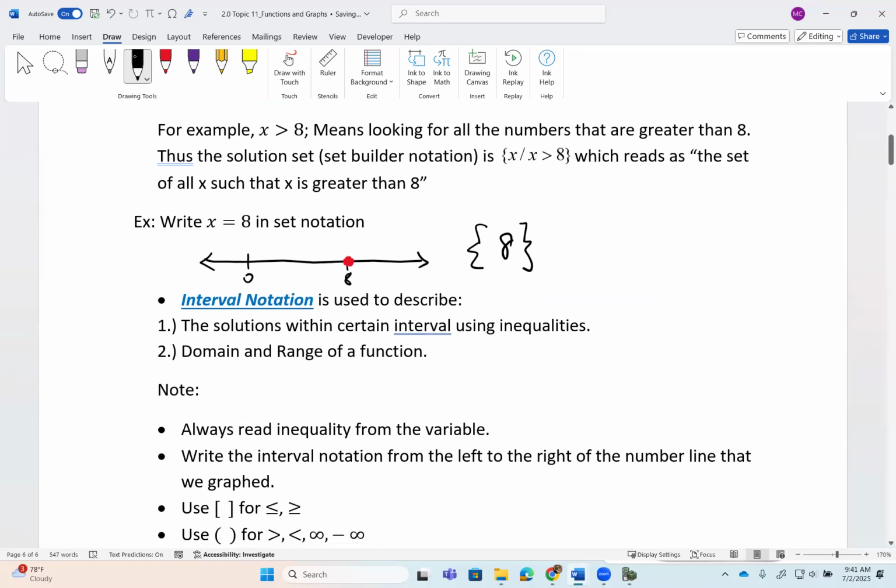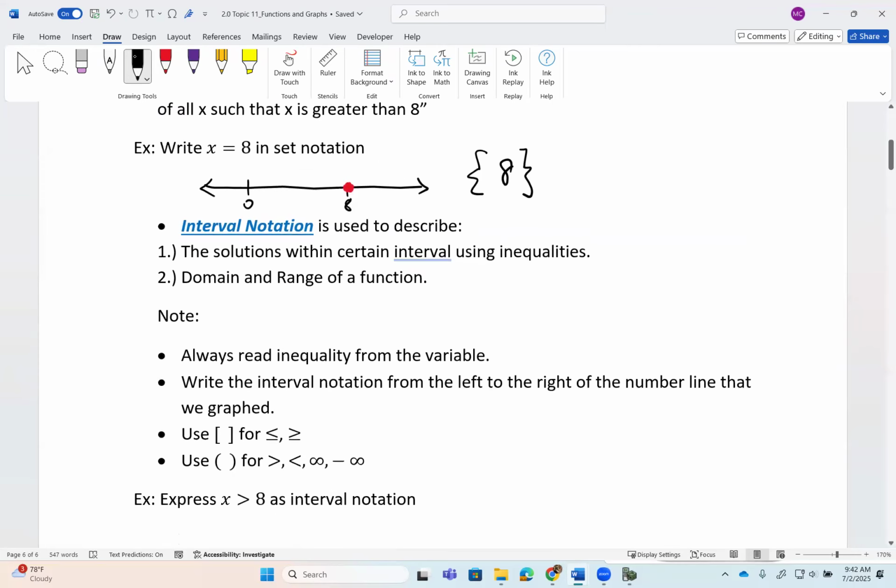Interval notation. Interval notation is really used for the following things. It's used for solutions within a certain interval using inequality. So whenever we use inequality, we will use interval notation. When we're describing the domain and range of a function, which I will define these two words in a minute, we will use interval notation.